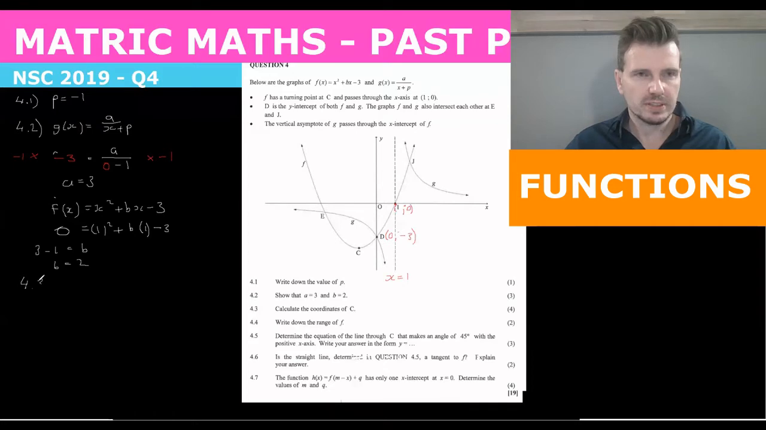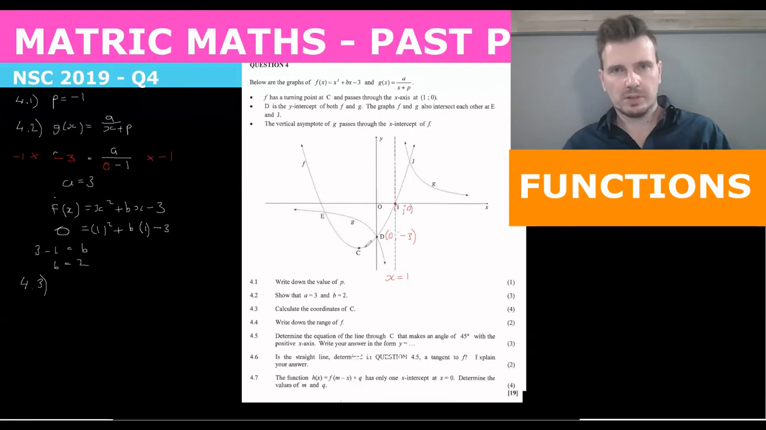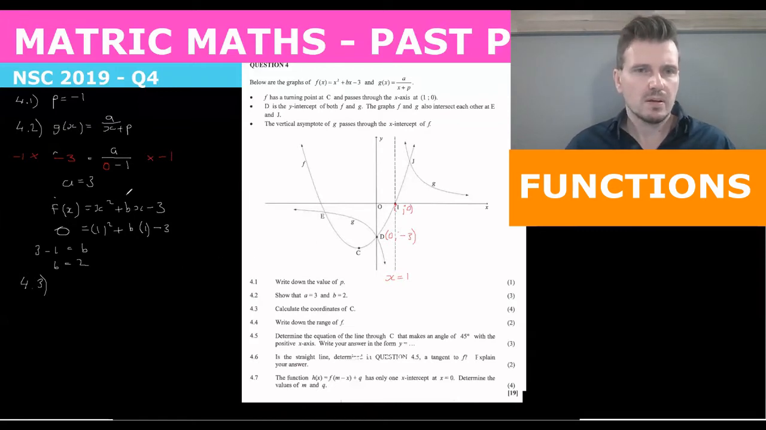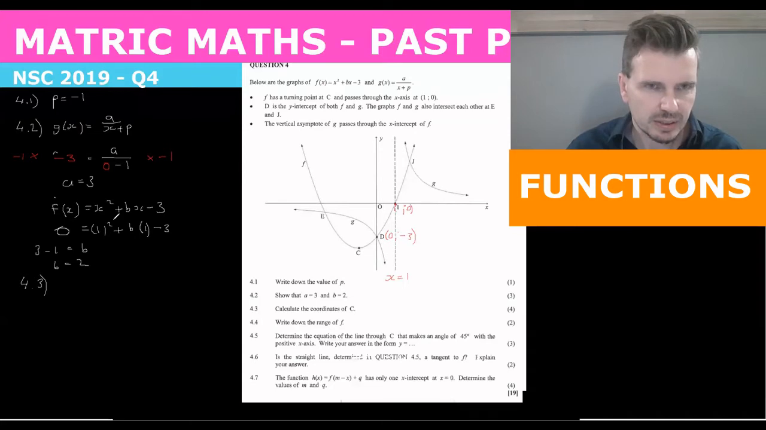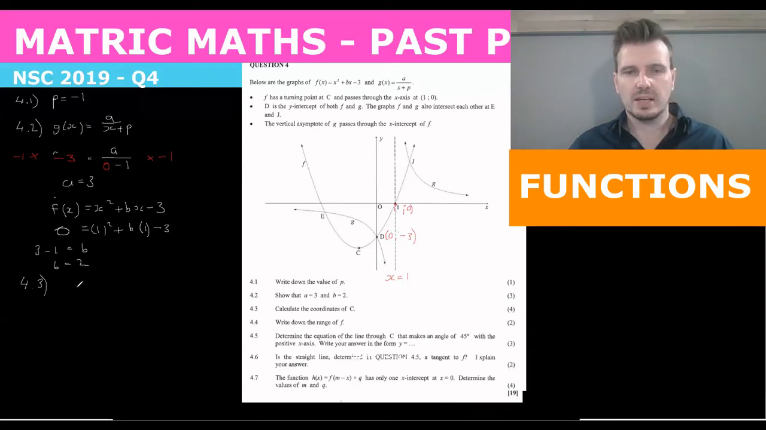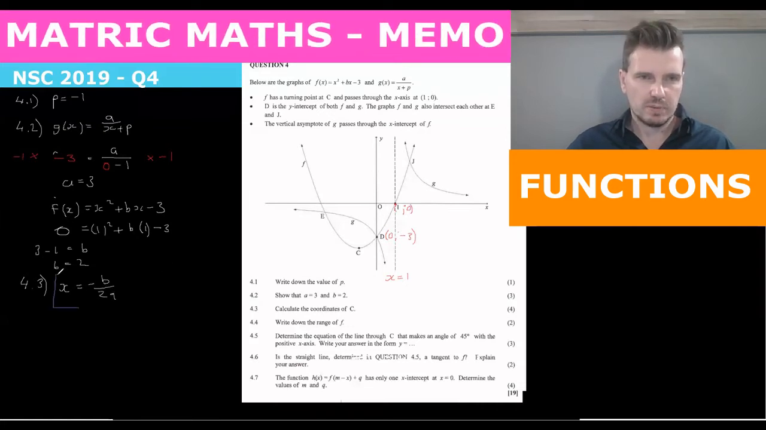Right, 4.3 says calculate the coordinates of C. Well, C is the turning point of the parabola. So all we need to do is plug in our values to work out the turning point. We could do it by calculating the turning point formula, but a much easier way is to use the fact that the x value of a turning point is equal to minus b over 2a. I'm going to circle that because that is a formula that you need to remember when you are finding the x value of a turning point.